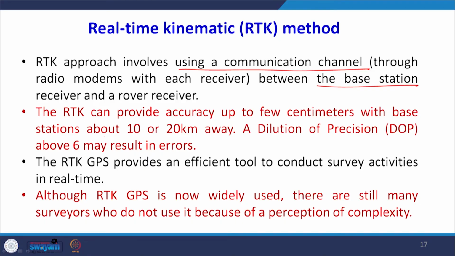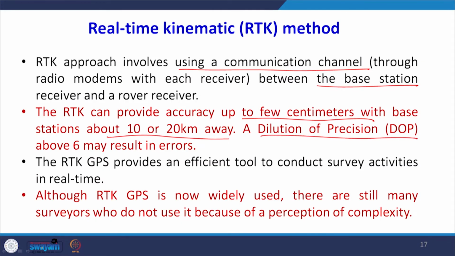The RTK method can provide accuracy up to a few centimeters if we have the base station about 10 to 20 kilometers away, whose coordinates are known to us, and we will explain to you the dilution of precision, DOP. If it is above 6, then it may result in error. This RTK GPS will provide a very efficient tool for conducting survey activities in real time.